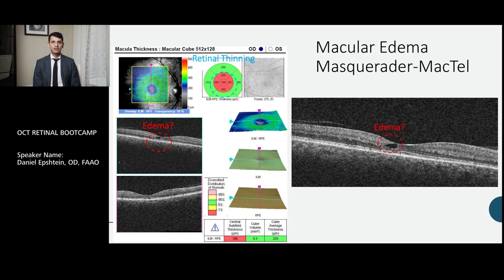A good way to tell the difference between MacTel type 2 and macular edema is that these patients have what we call an internal limiting membrane drape, where the internal limiting membrane just sort of drapes over these little retinal cysts, and there's not going to be any thickening of the retina. It's actually going to be atrophy.